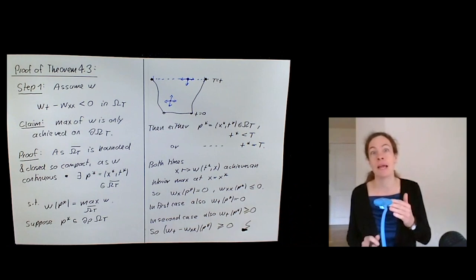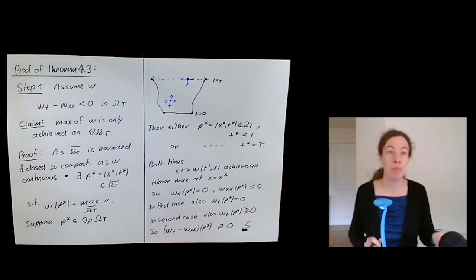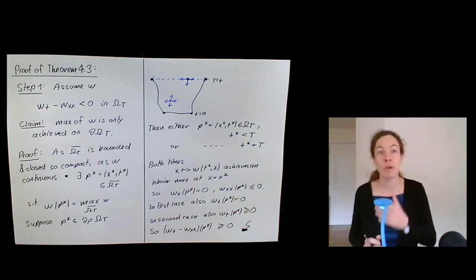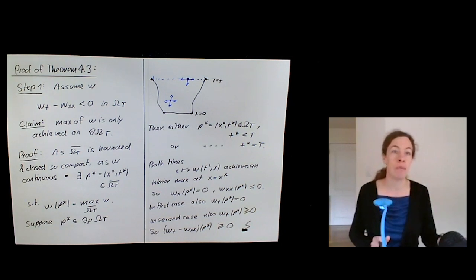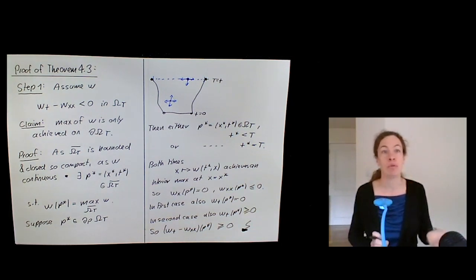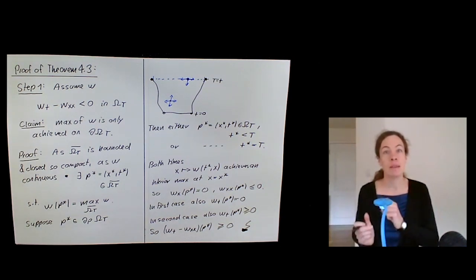And now the second step is to just say if I don't have a strict inequality but a weak inequality, then I want to modify my function W in order to be able to use an auxiliary function and to still be able to apply the first step and to conclude that the maximum over the whole domain is the same as the maximum over the parabolic boundary.